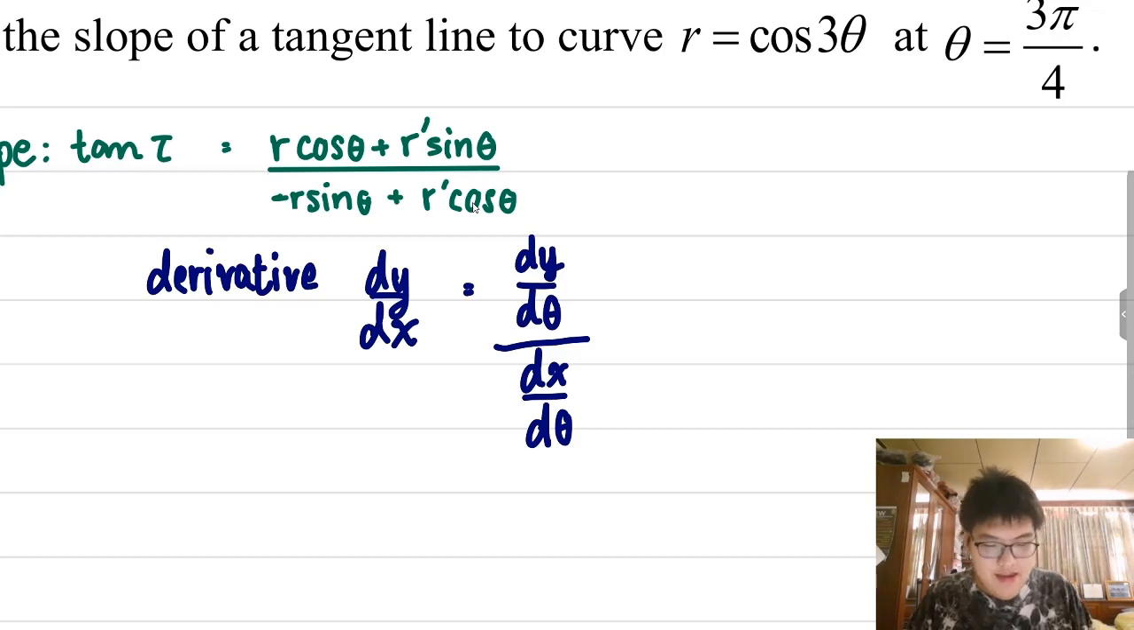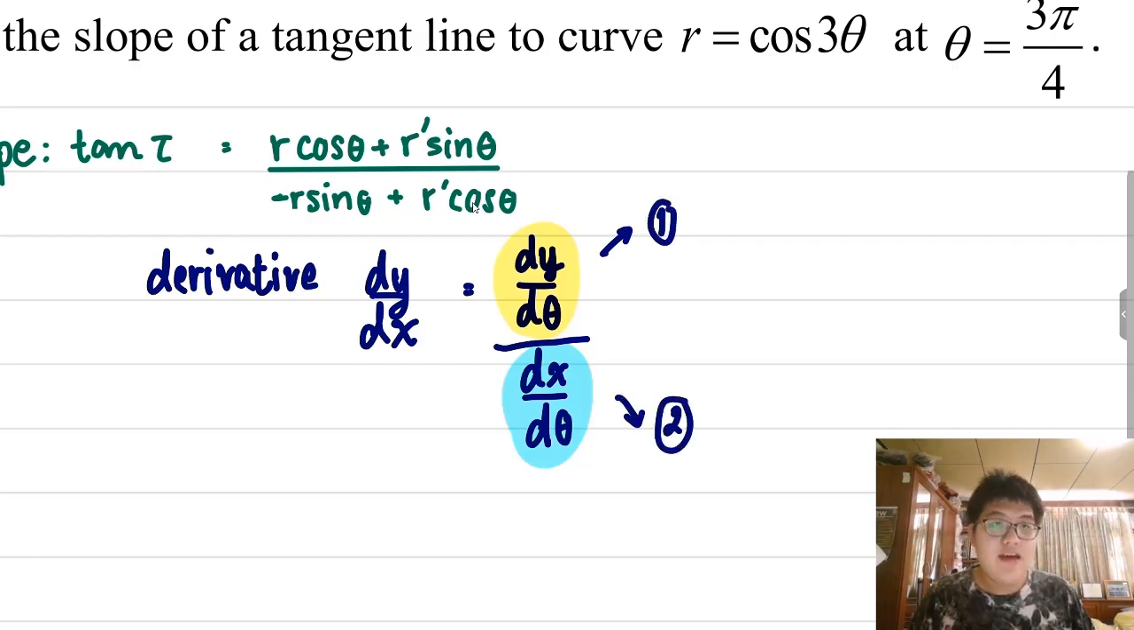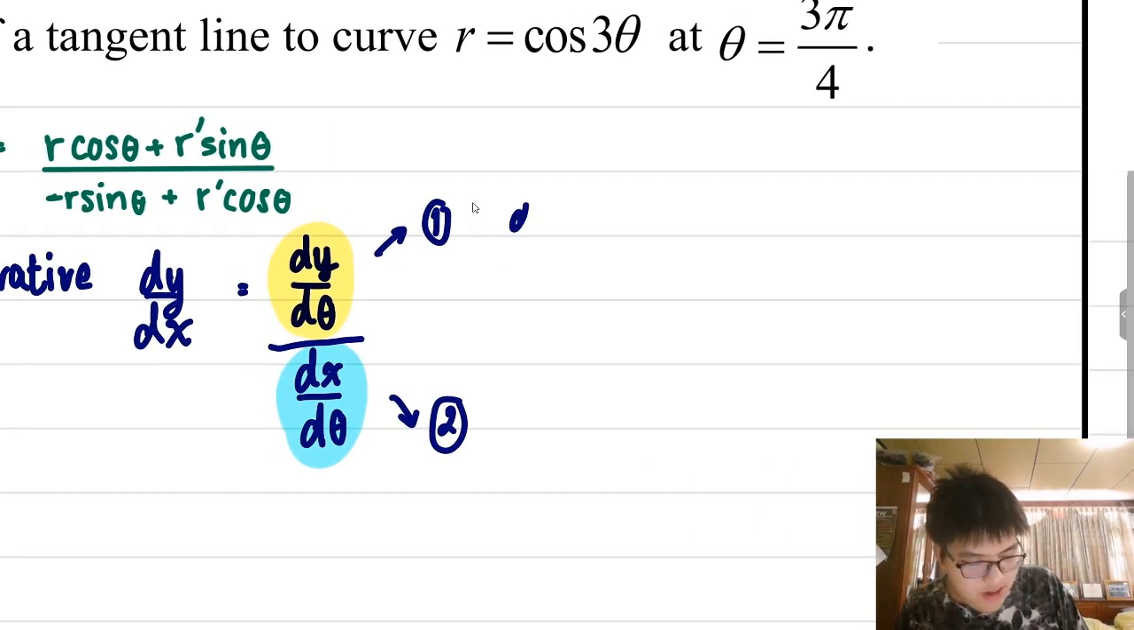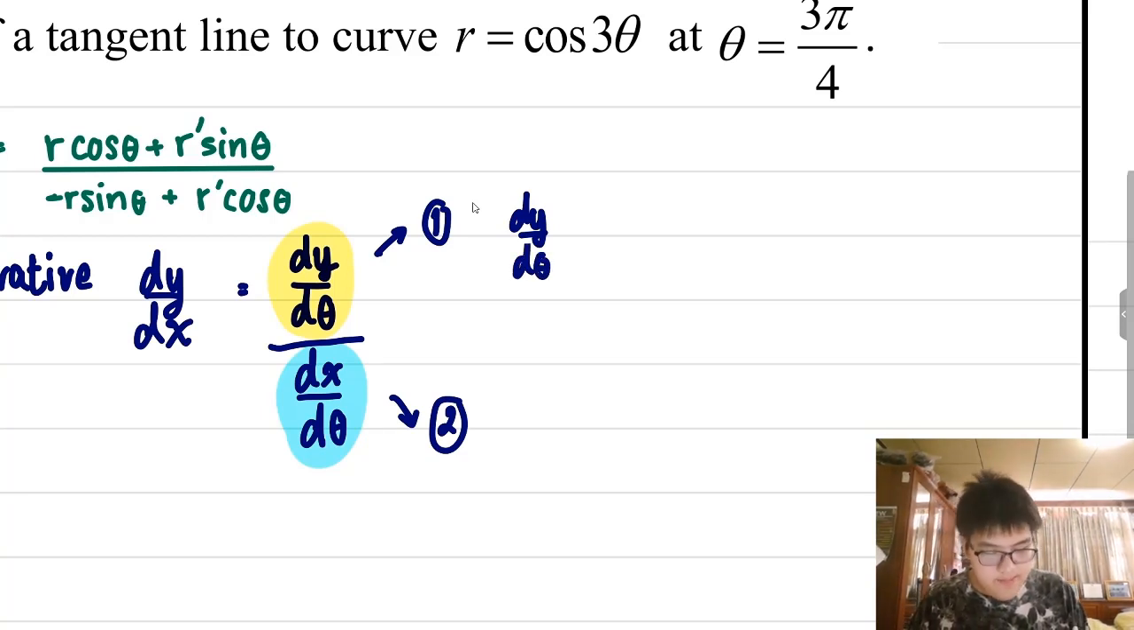How to do next? You can see regarding this equation that there are two parts, the numerator and the denominator. The first is one part and the second is the other part. And how to find them? I need to find dy by d theta and dx by d theta. And how to find them? Okay, I will let you know.